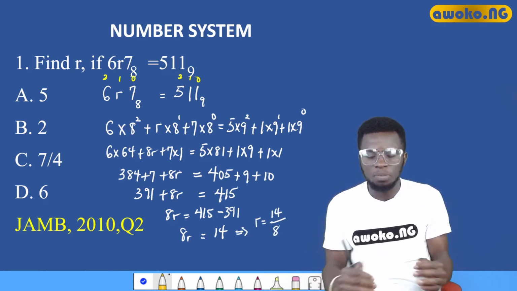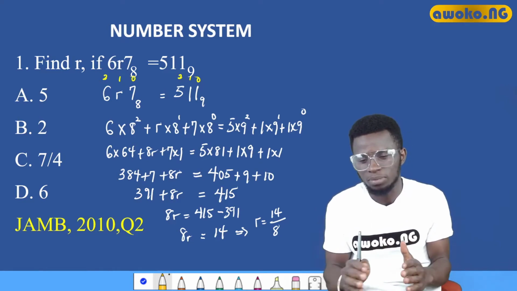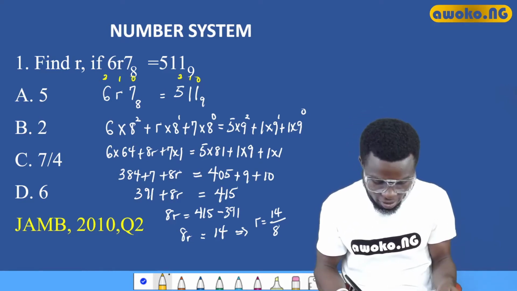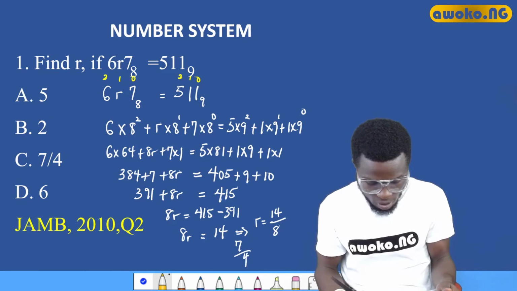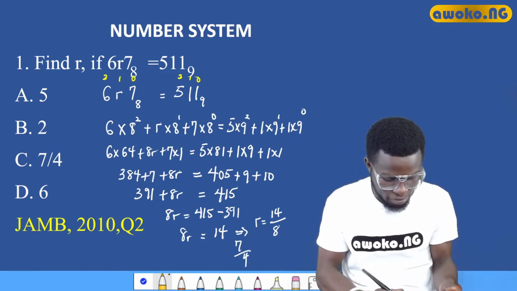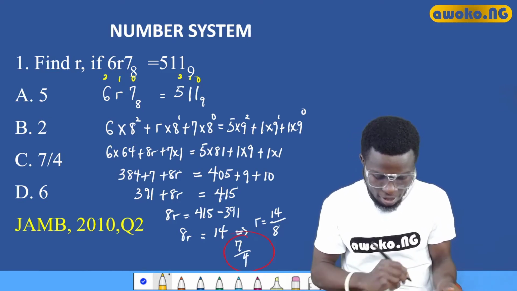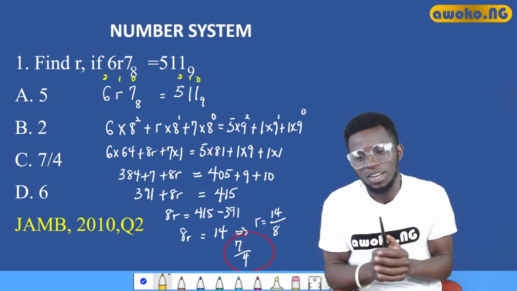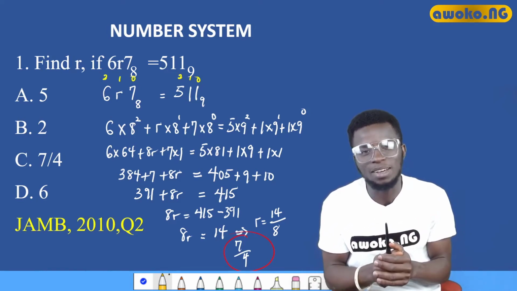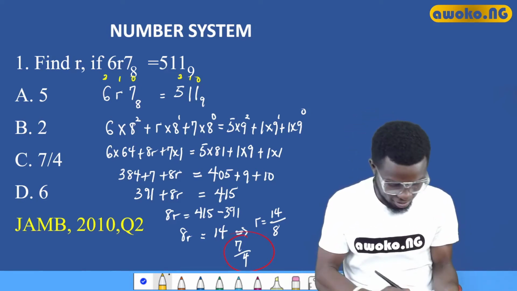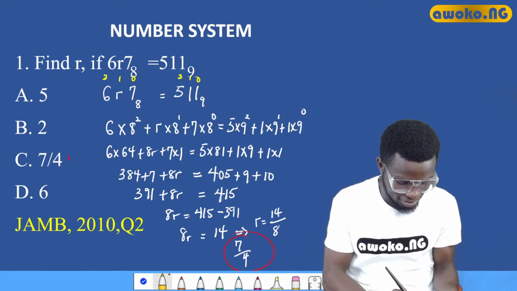If I simplify this to the lowest term, I'm of course going to have 7 over 4 as my final answer. So if I check which is my final answer, of course, the answer is C.